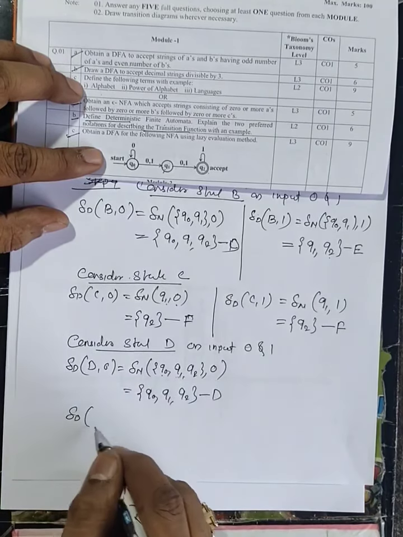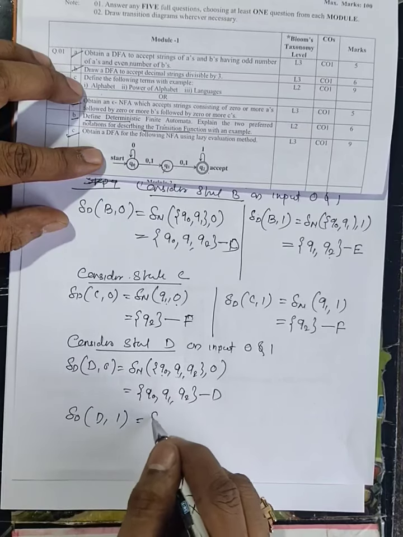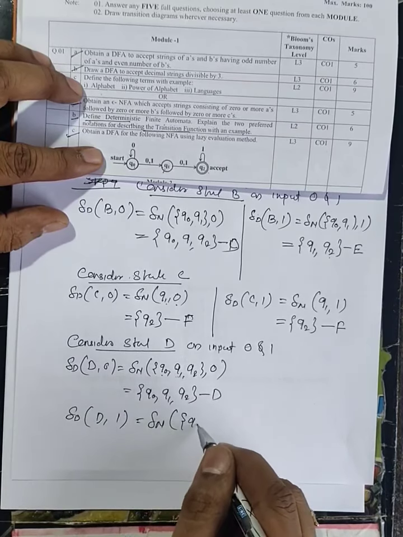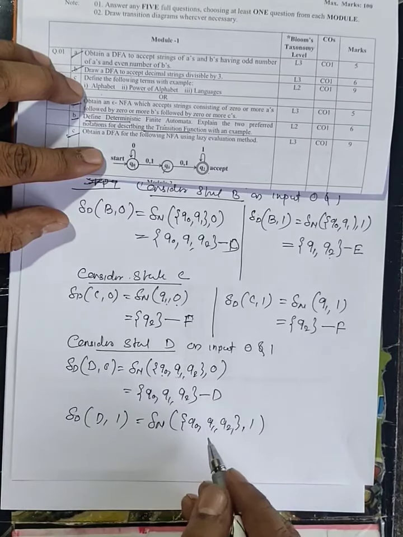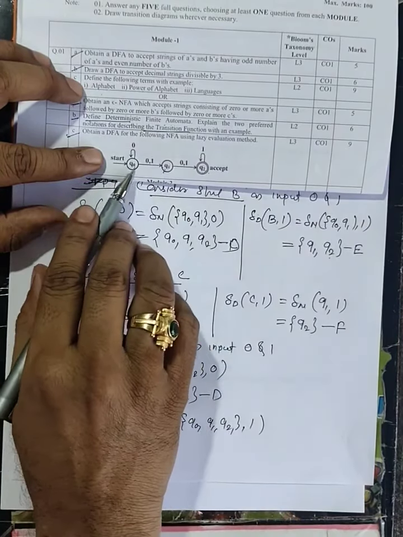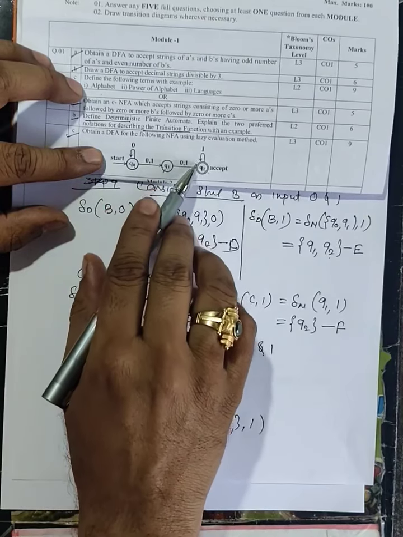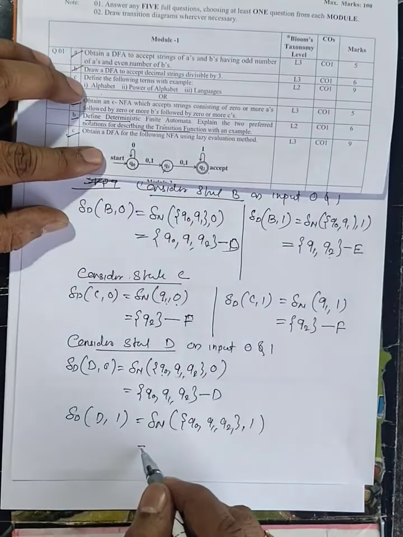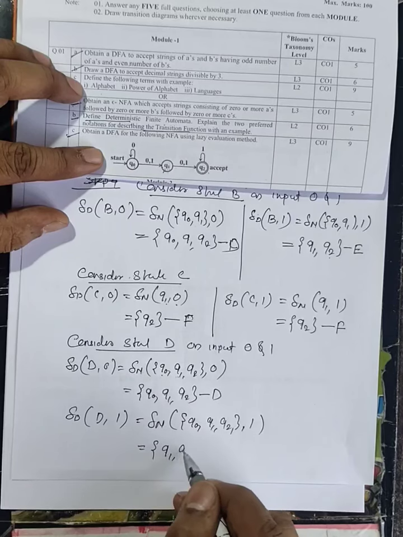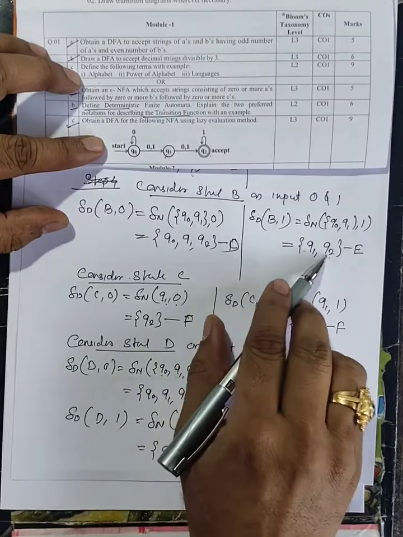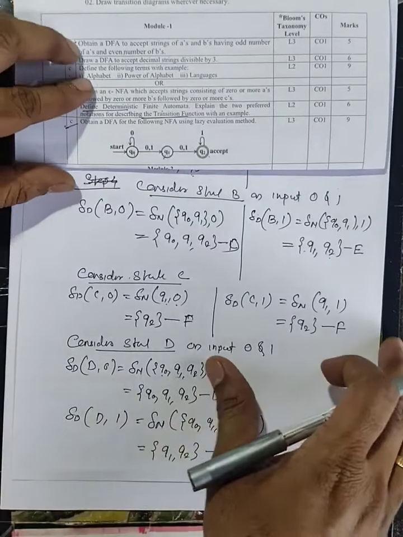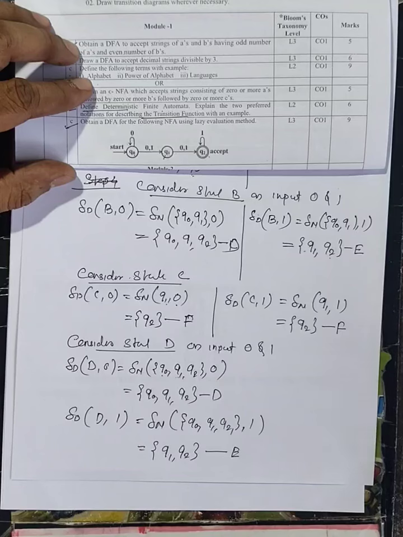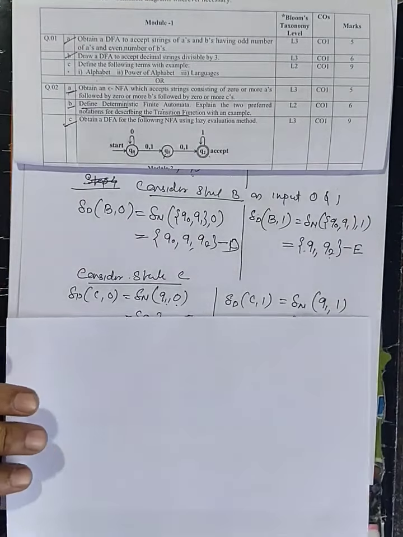Then D on 1. D on 1, NFA transitions: Q0, Q1 and Q2 on input symbol 1. Q0 on 1 gives Q1, Q1 on 1 gives Q2, Q2 on 1 gives Q2, means Q1 and Q2. Q1 and Q2 already appeared. This is E. D is over. Similarly, consider state E.